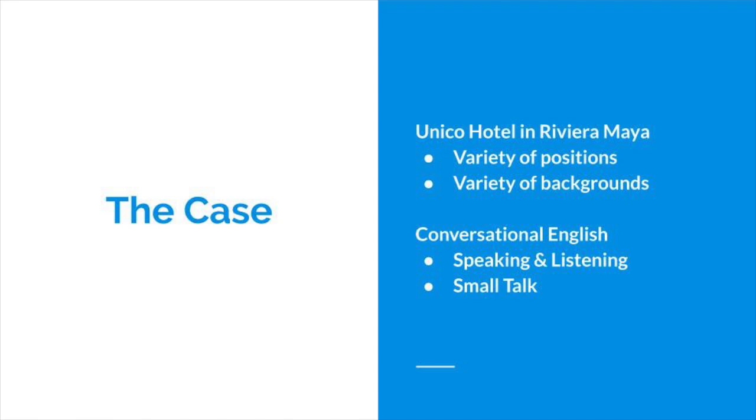The case begins at the Unico Hotel in Riviera Maya, Mexico. Unico is an all-inclusive luxury resort located on the beaches of the southern tip of Mexico. The staff at Unico is comprised of mostly local employees who are native Spanish speakers with varying degrees of proficiency in English. Those who serve in guest-facing positions are hired with the required standard of proficiency, while those who see guests less often do not have to meet the same requirements in order to work in their positions.